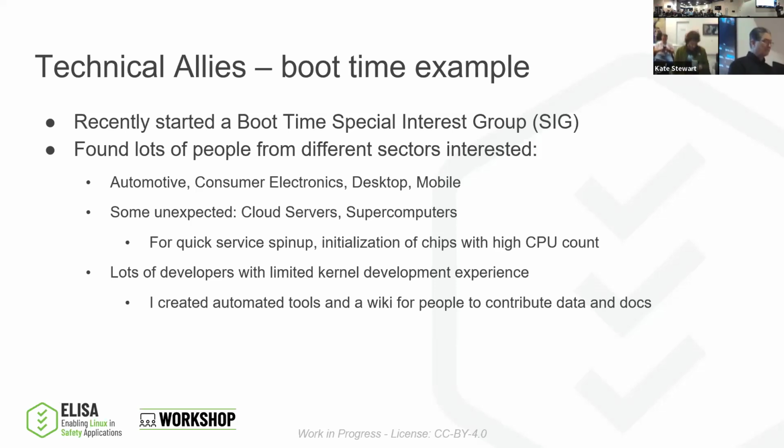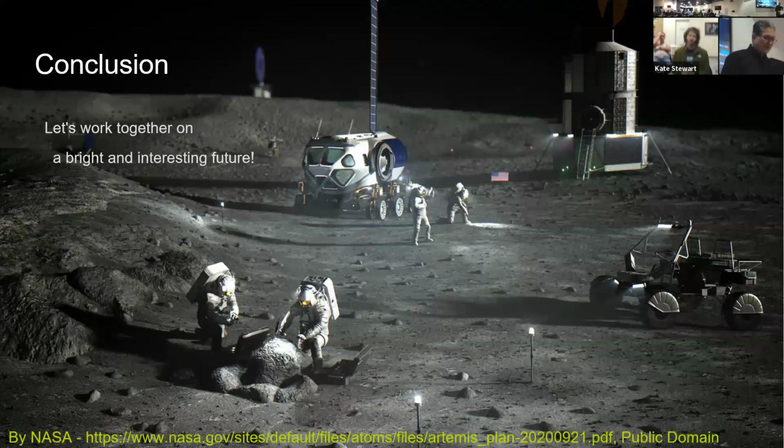I also encountered a lot of developers that had limited kernel experience but wanted to help out in some way. So one of the things I did was create some automated tools that even non-experts can run, and I have a wiki where people can contribute data and docs. But that's just a single example of a technical area where you can find an ally and make good progress. And I think that is one of the keys to creating a good ecosystem and integrating with the existing ecosystems.